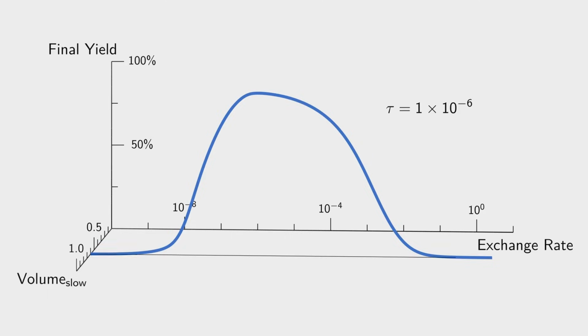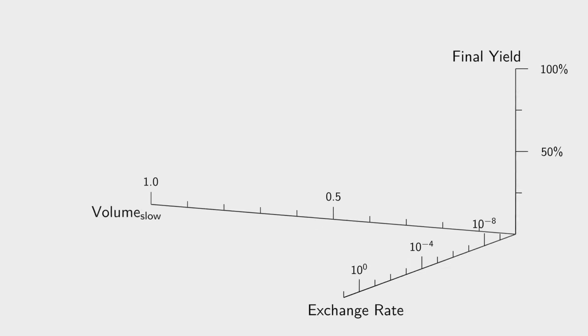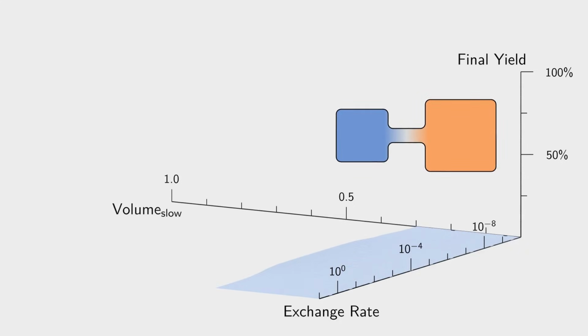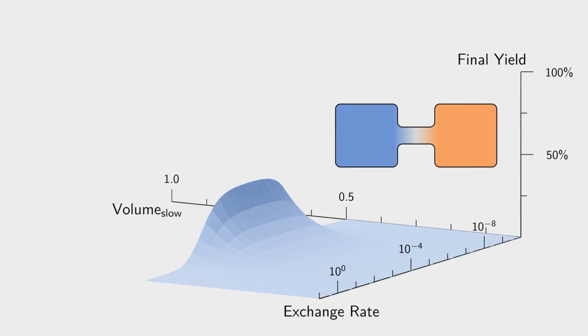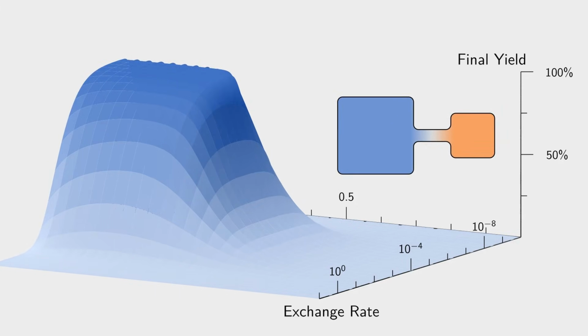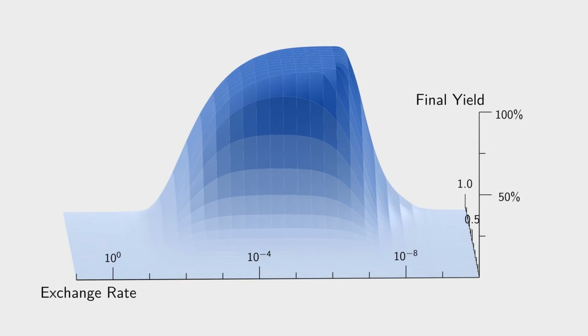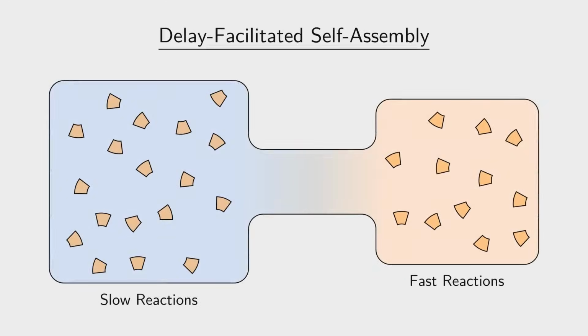Now we keep tau fixed at this small value and also analyze the impact of the relative compartment volumes. We can observe that no yield is possible if the slow compartment is too small, but already if the slow compartment is as large as the fast compartment, some yield is possible. This improves further as the slow compartment gets even bigger and the final yield reaches almost 100%. Importantly, for all volume fractions, an improved final yield is only possible for intermediate exchange rates that are neither too slow nor too fast.